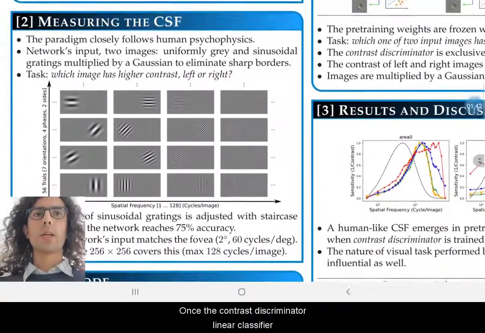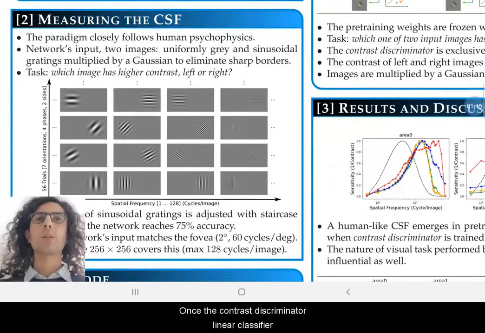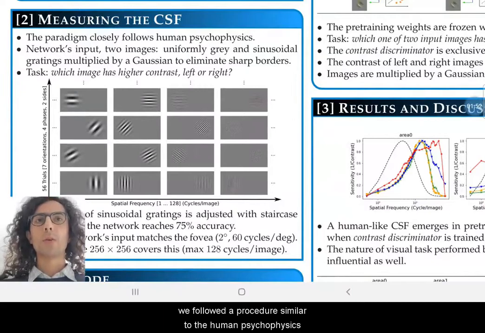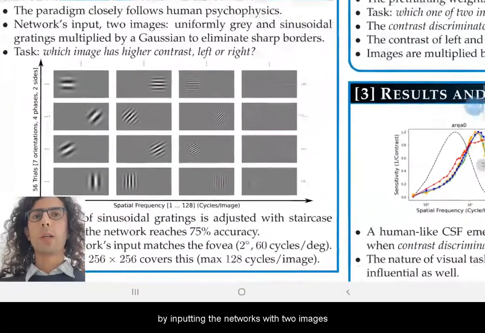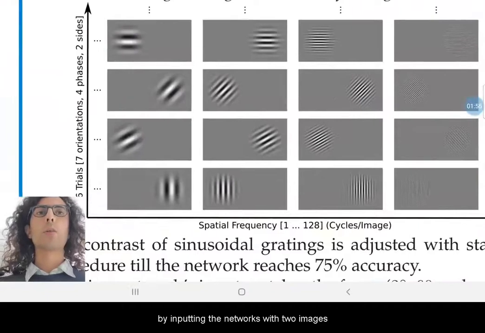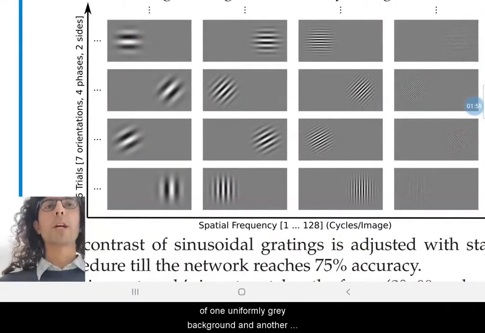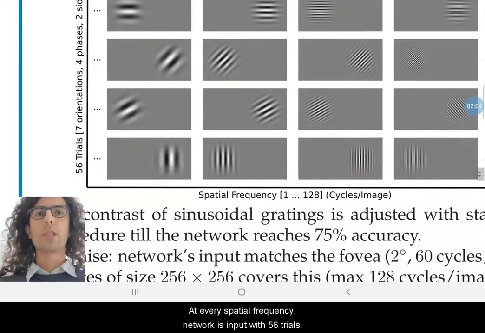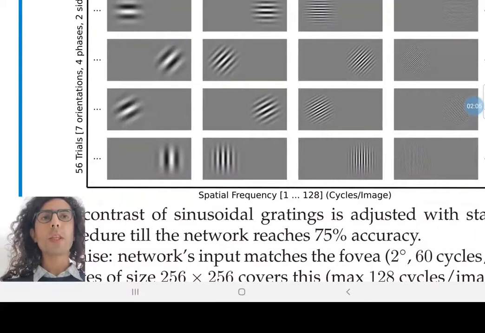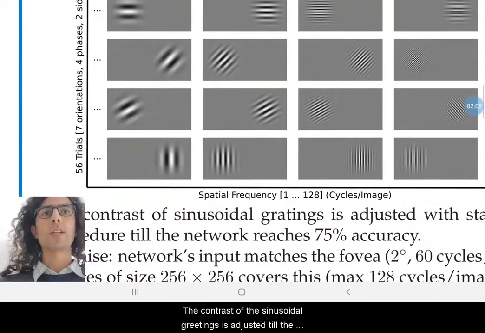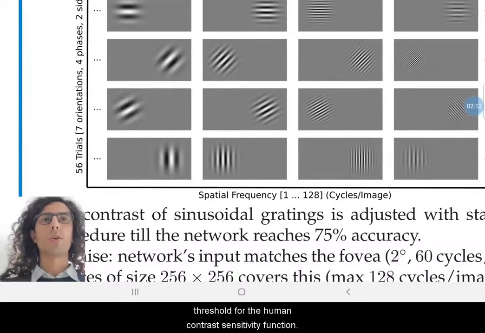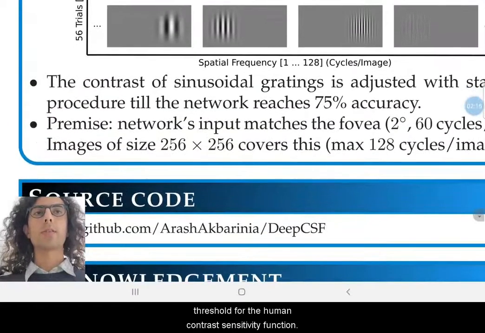Once the contrast discriminator has been trained, in order to measure its CSF, we follow a procedure similar to human psychophysics by inputting the networks with 2 images: one uniformly gray background and another a sinusoidal grating. At every spatial frequency, the network is given 56 trials. The contrast of the sinusoidal grating is adjusted until the network reaches 75% accuracy, which is also the threshold for the human contrast sensitivity function.